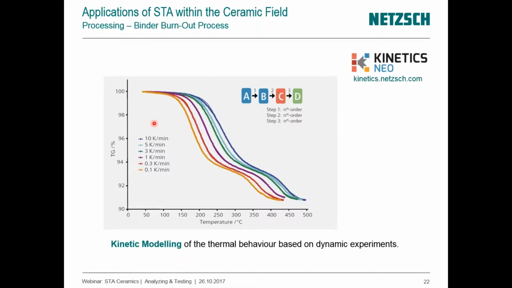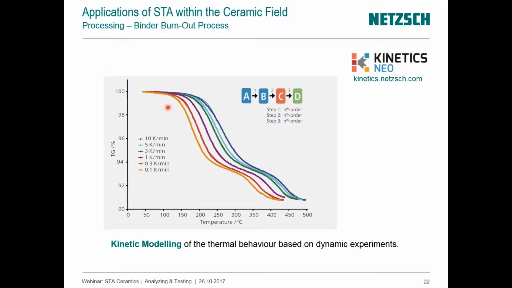Next example for processing is a binder burnout process. Here it would be interesting how the sample in principle behaves, how the mass is released. But more dramatically, here we have a special thing which we can apply because we have the possibility to look into kinetics of reactions. Therefore, we want to look into the time evolution of decomposition reactions.